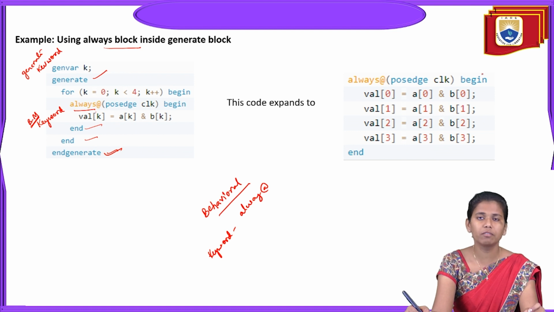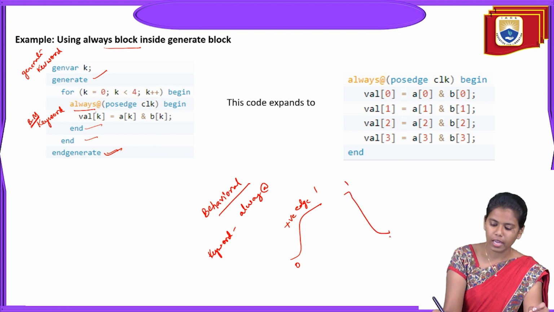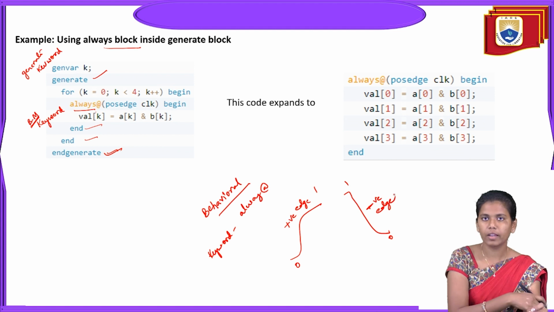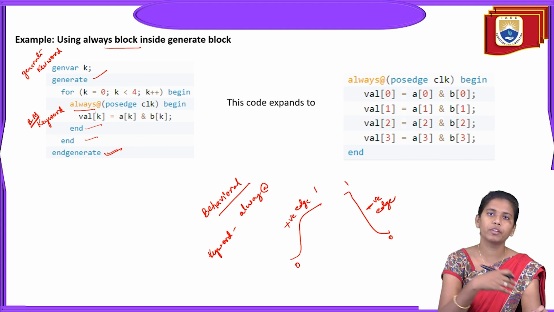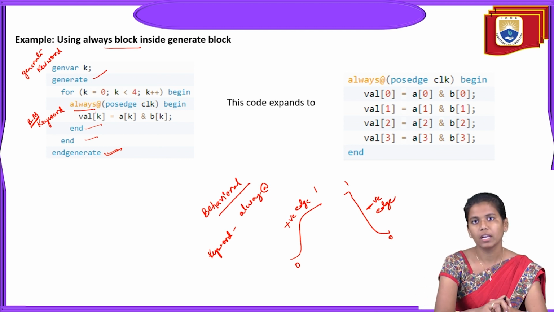We have a clock signal with a positive edge. We all know this positive edge clock signal is nothing but a transition from 0 to the high level, right? This is a positive edge clock. And if it is from 1 to 0, we call this a negative edge clock. So in flip-flops, when you have clock signals, we consider the positive edge as well as the negative edge clock.